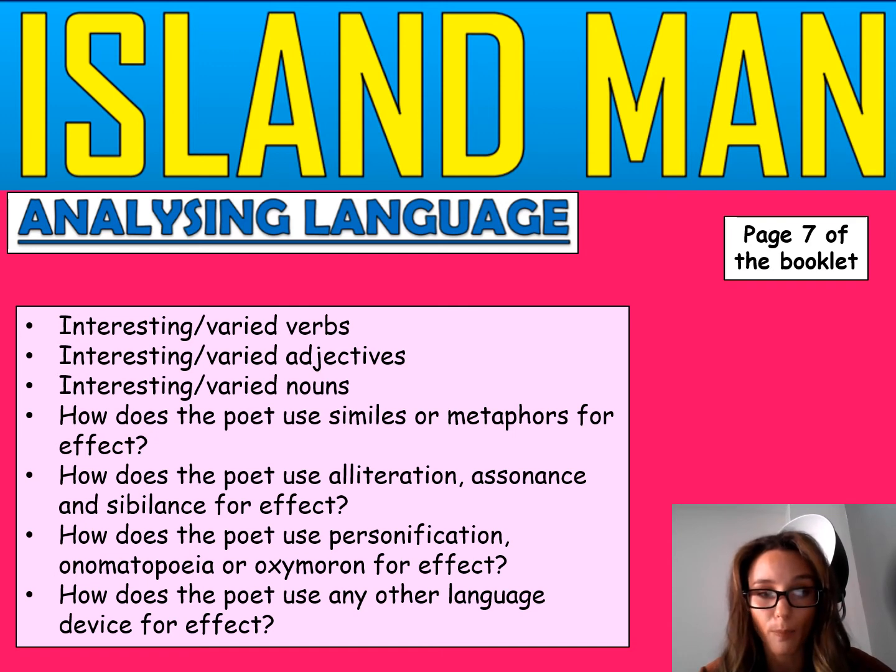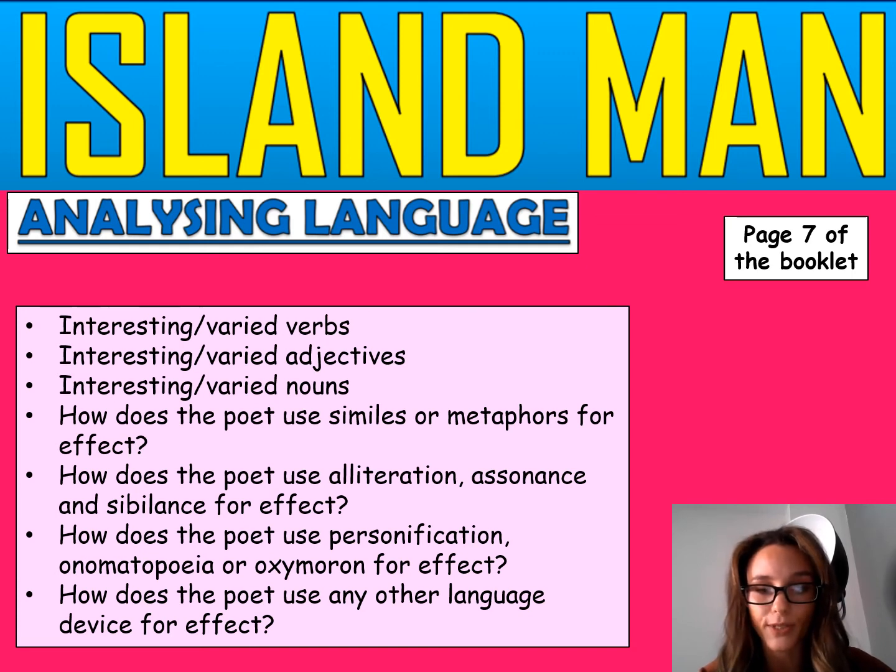So you need to think about interesting or varied use of verbs, interesting or varied use of adjectives, interesting or varied use of nouns, how the poet uses similes or metaphors for effect, and it's that bit there. For effect. What is the effect? Why is that simile there? Why is that metaphor there? What is the writer trying to make us feel as we read it?